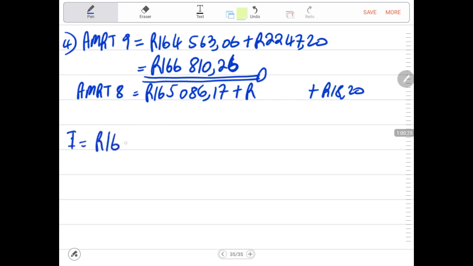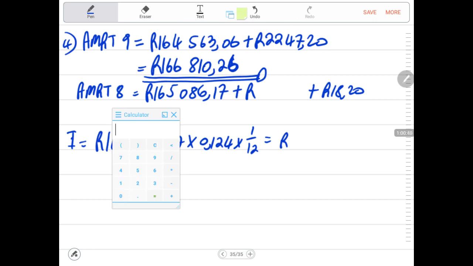The interest amount is on the opening balance, or closing balance of the previous month: 165,086.17 times 0.124 times 1 over 12. So this will give us the interest. Let us check that. We have 165,086.17 times 0.124 times 1 over 12, because we're only looking at it for 1 month. Interest is 1,705.89.